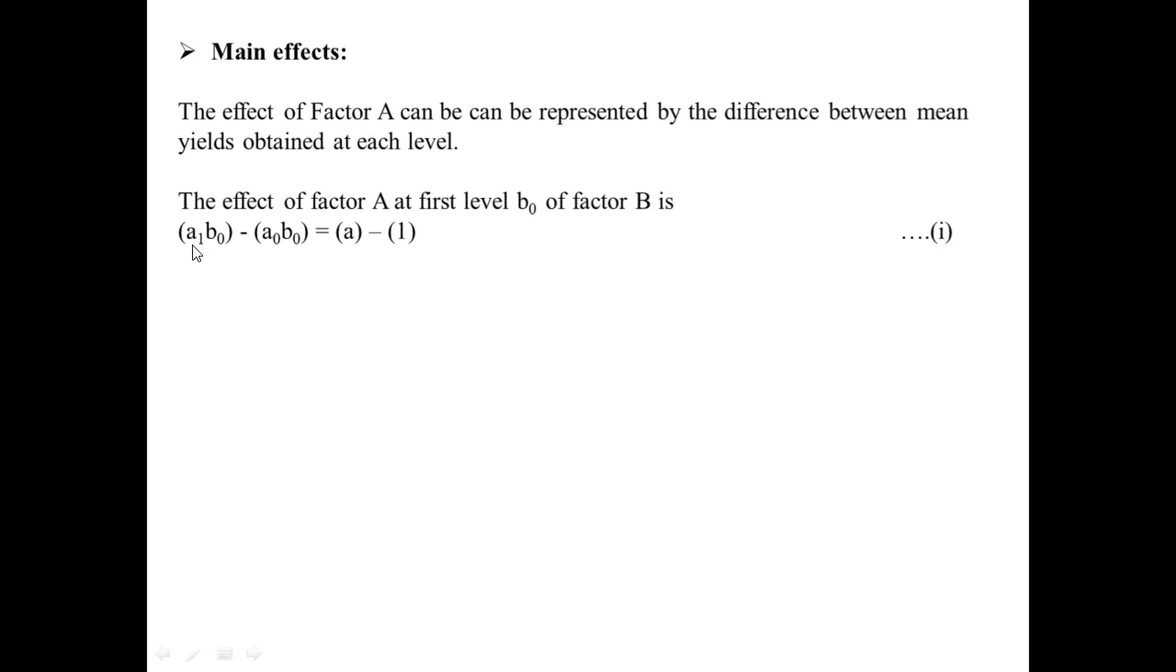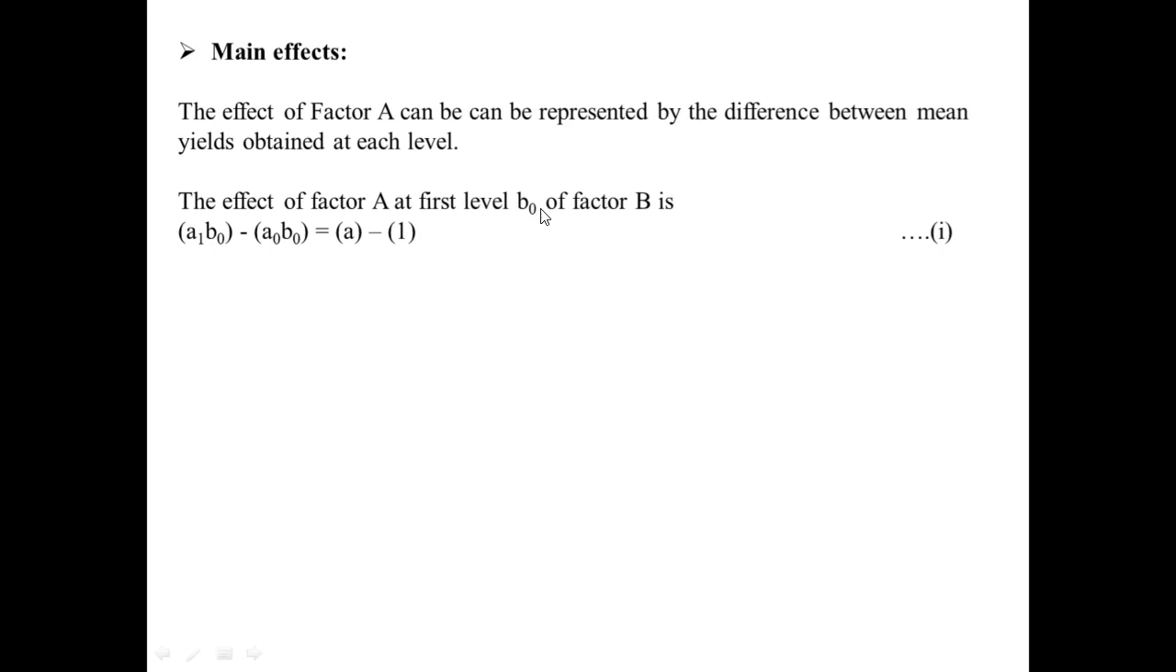So we find this as A1 B0 minus A0 B0. Here we consider A factor at high level and B factor at low level, or first level, minus A factor at low level, or first level, into B factor at first level. Since main effect, we define main effect by the difference between mean yields obtained at each level.